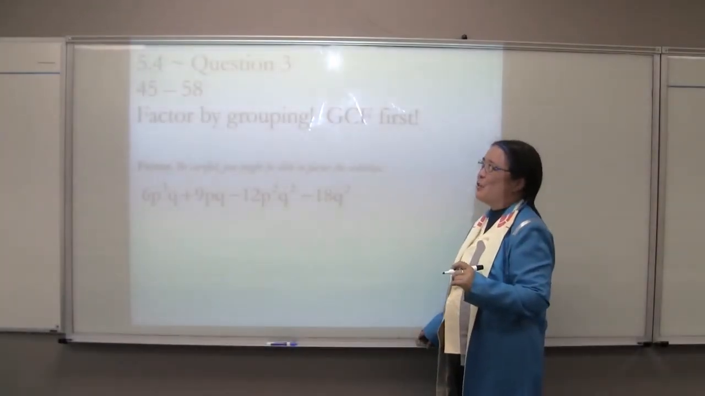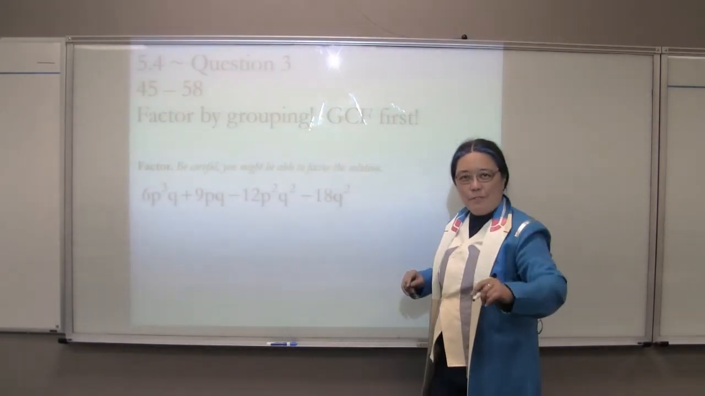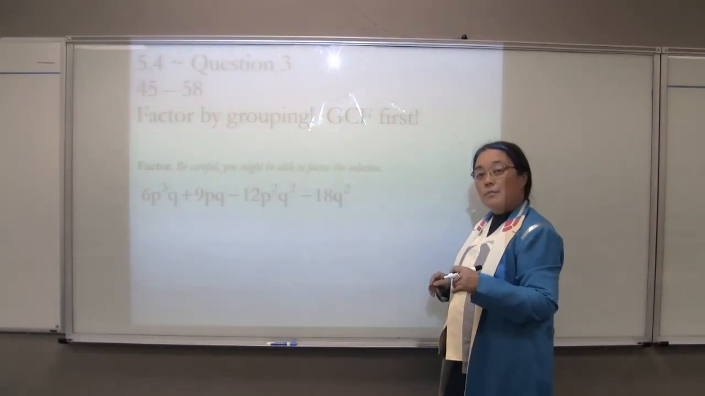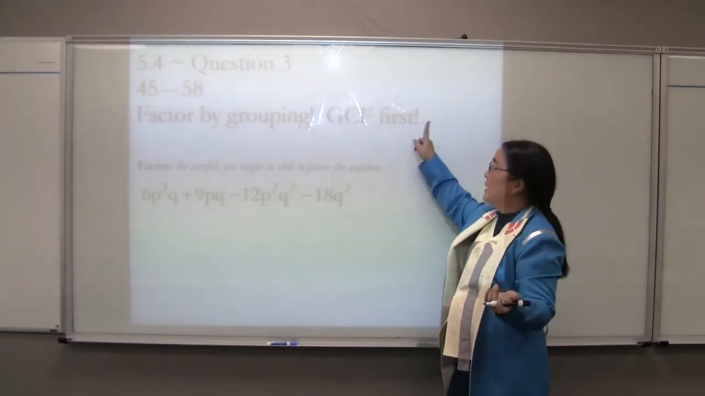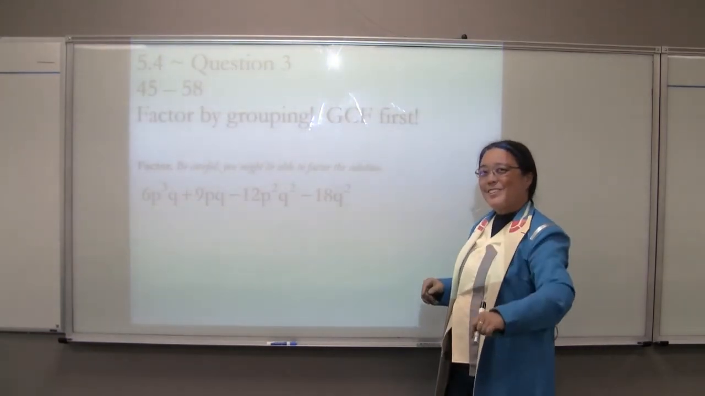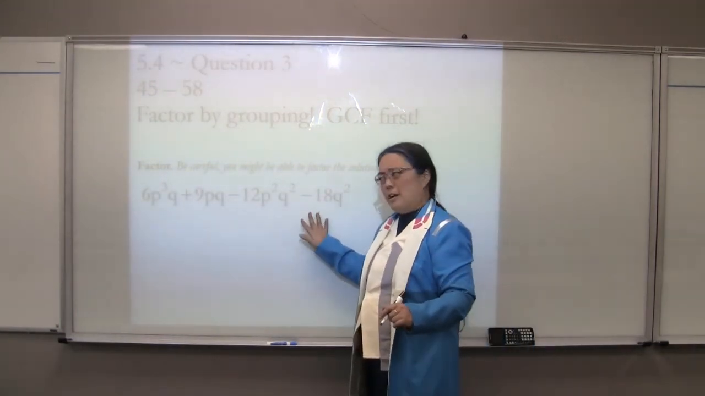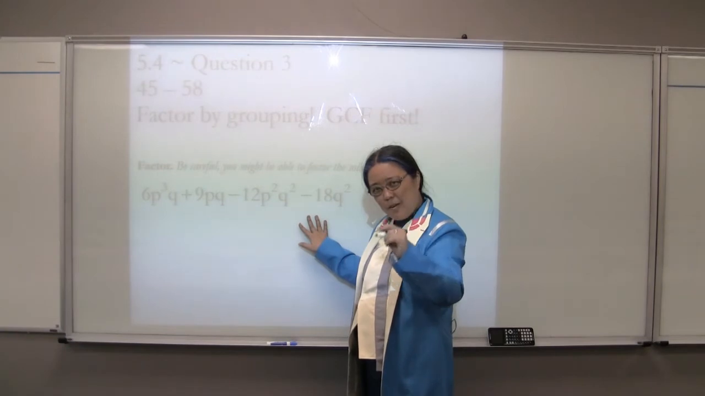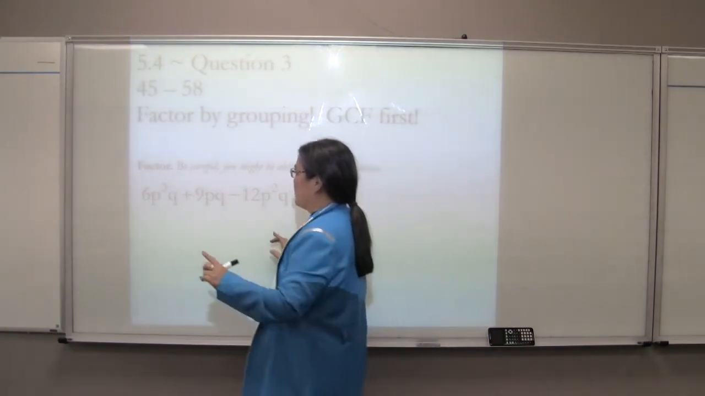Chapter 5, Section 4, Question 3. We're going to factor by grouping. This is the first time we're factoring by grouping, and it's an important concept. And we're going to be using it in Chapter 6 again. GCF first. We just learned how to do GCFs, so that's wonderful. These are not written in descending order by degree, and I'm not going to ask you to rearrange them. We're going to do the GCF first.